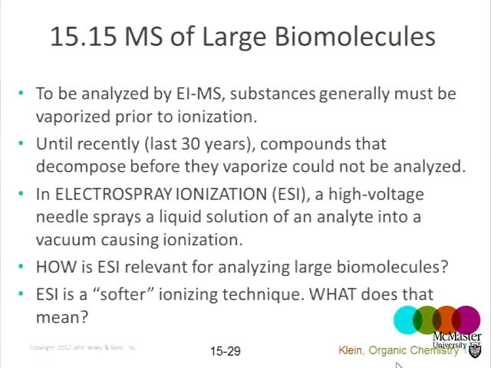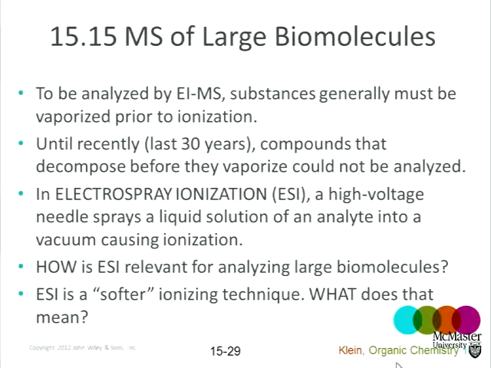So how do we tackle large biomolecules? We have to recognize that GCMS isn't going to work. To be analyzed by electron impact mass spectrometry, the technique that we looked at in detail earlier on, substances must be vaporized prior to ionization by the electron beam. So we can't do that. Compounds that decomposed before they were vaporized could not be analyzed by mass spectrometry in the old days. But in fact, the desire to analyze large biomolecules by mass spectrometry has created better ionization techniques.